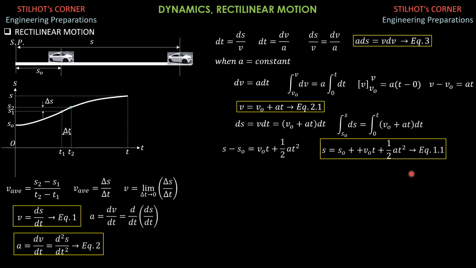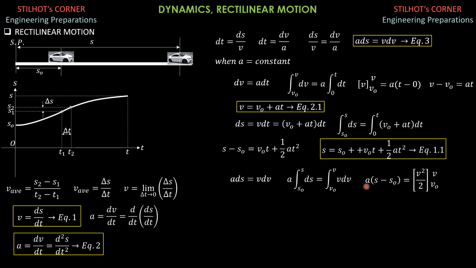Then we proceed to the third equation here, a ds equals v dv. Integrating, a times the integral of ds from s₀ to s equals the integral of v dv from v₀ to v. So this is a times (s minus s₀). The right side is v²/2 from v₀ to v.